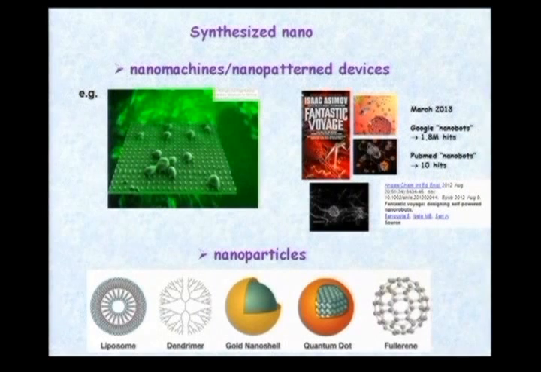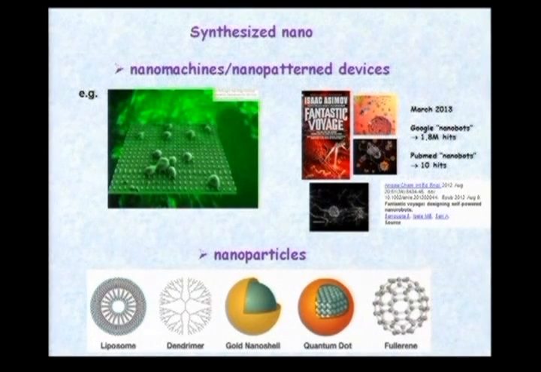If you look at Google, and I did this last week, if you type in nanobots, which is a synthesized word meaning nano-sized robot, you get 1.8 million hits. So you think, wow, that's a big subject. If you type in nanobots in PubMed, you get 10 hits. So this concept has really not yet made it even into biomedical research, but it's starting to.